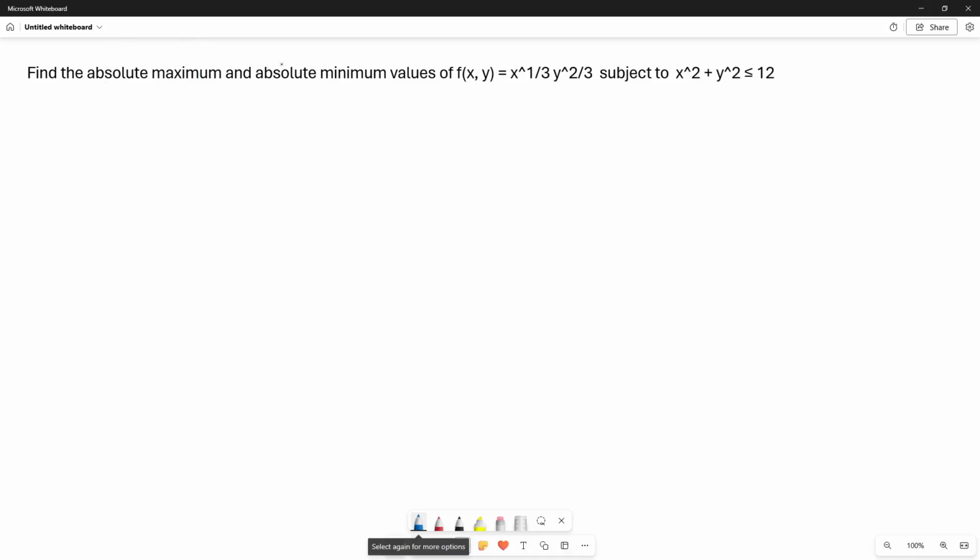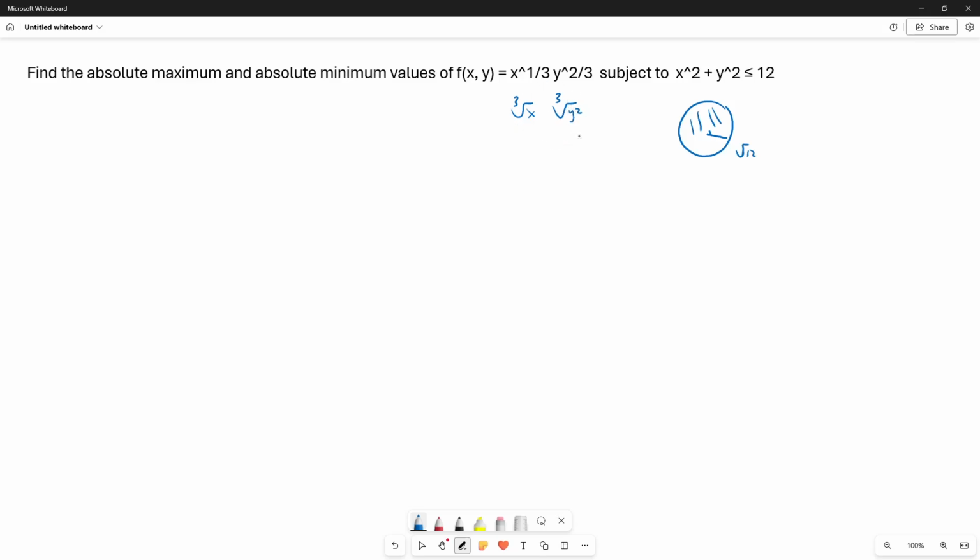Find the absolute maximum and absolute minimum values of f(x, y) = x^(1/3) y^(2/3), subject to x² + y² ≤ 12. So this is a closed disk. We have a disk centered at the origin, and the radius is the square root of 12. And here we have the cube root of x times the cube root of y squared.